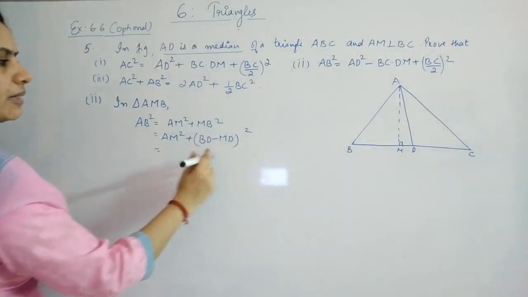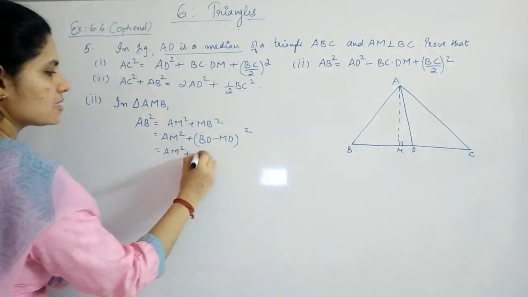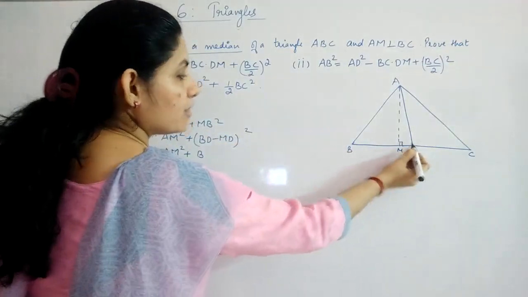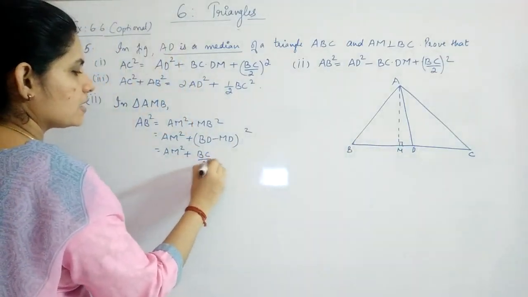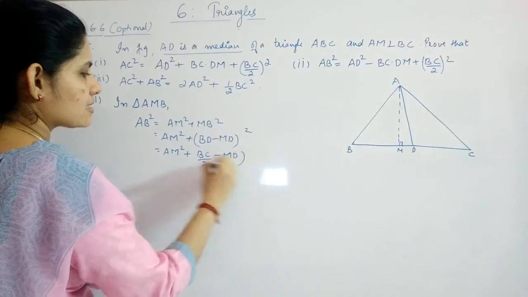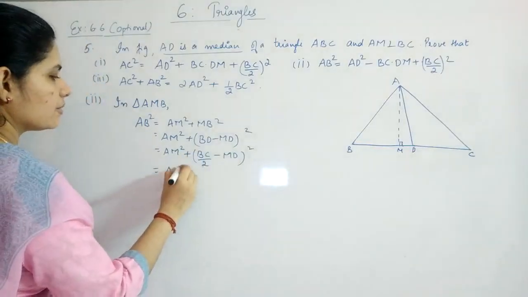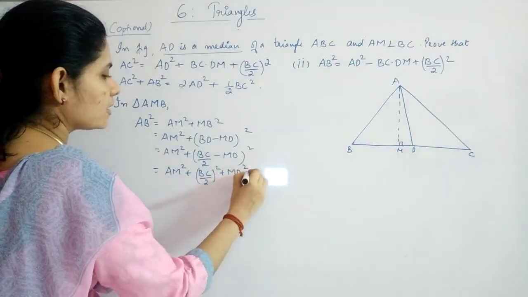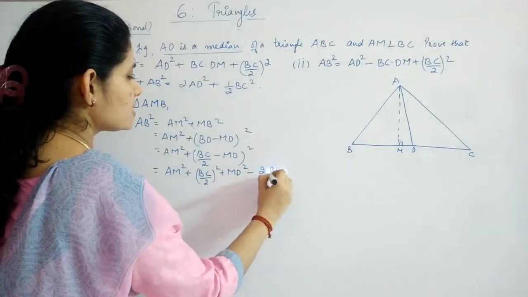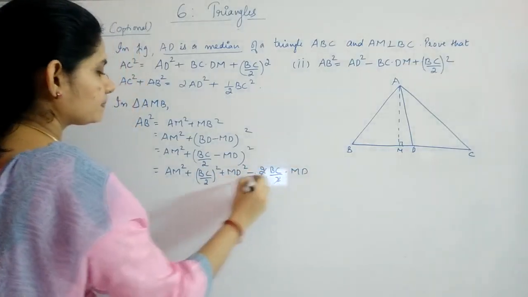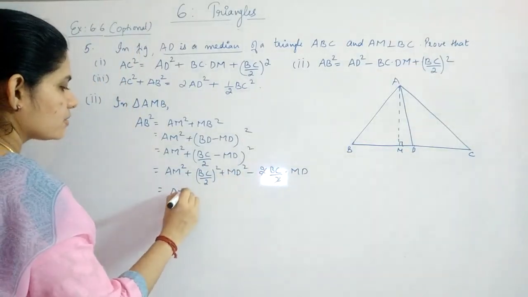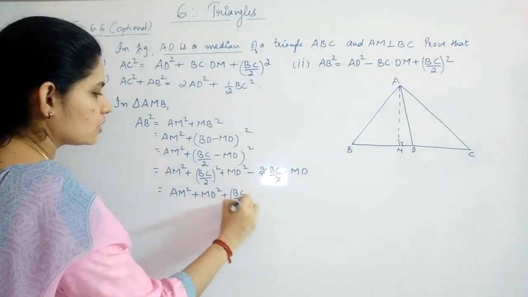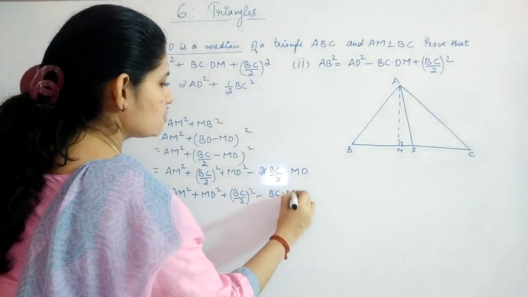Now expanding this with A minus B the whole square, you will get AM square plus BD square. Again we will replace BD with half BC, and MD is as such, the whole square. Now using the concept of A minus B the whole square, you will get BC by 2 the whole square plus MD square minus 2 into BC by 2 into MD. So this is AM square plus MD square plus BC by 2 the whole square minus BC into MD.